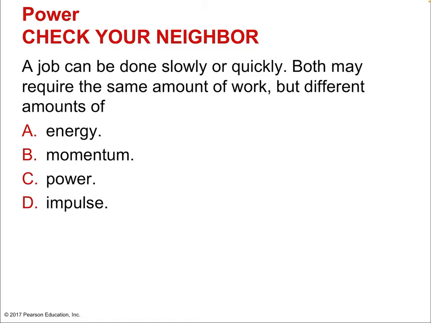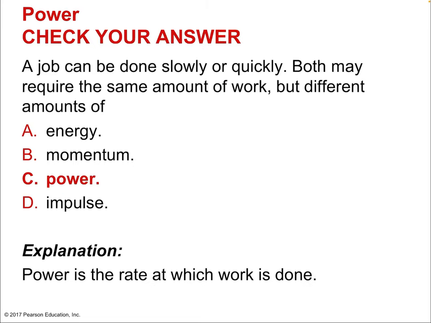So a job can be done slowly or quickly. Both may require the same amount of work, but different amounts of power, because by changing the time, you're changing the power. If you do it quickly, that's high power. If you do it slowly, that's low power.